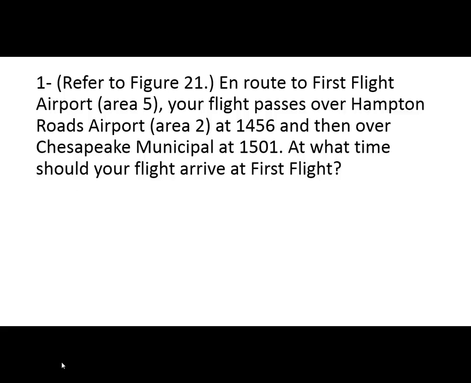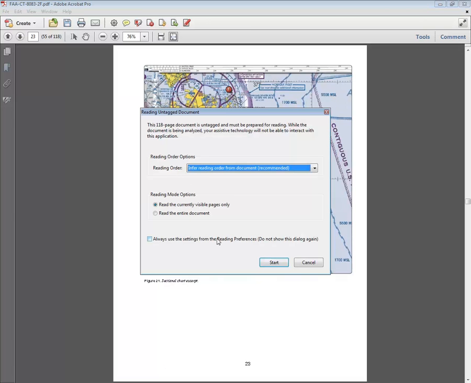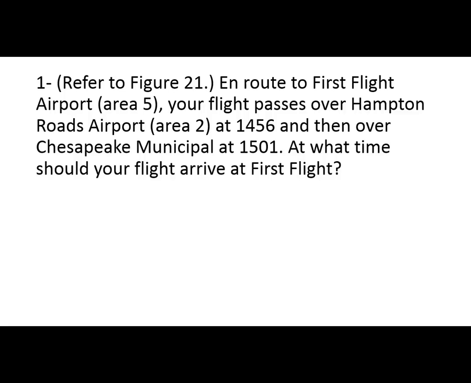It says, refer to figure 21. So you get out your figures packet here, and we'll get that figures packet out. And we're looking for figure 21. So this is figure 21. Okay, and looking at figure 21, it says, en route to First Flight Airport, Area 5, your flight passes over Hampton Roads, Area 2 at 14:56, and then over Chesapeake Municipal at 15:01. At what time should your flight arrive at First Flight?